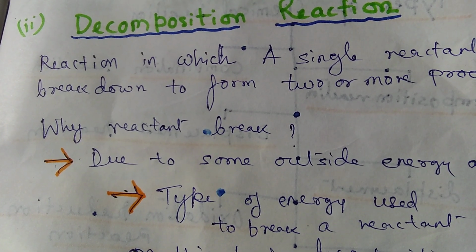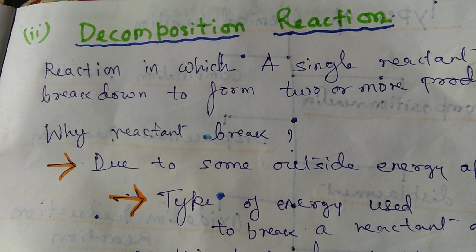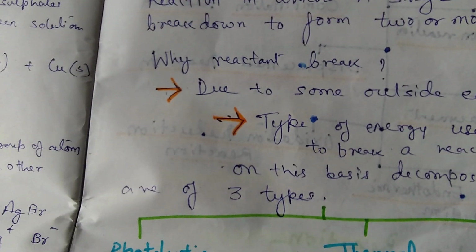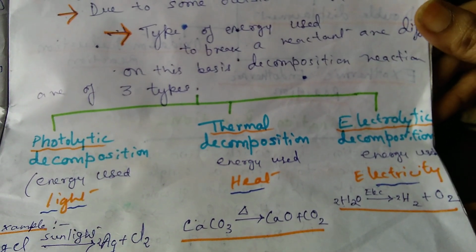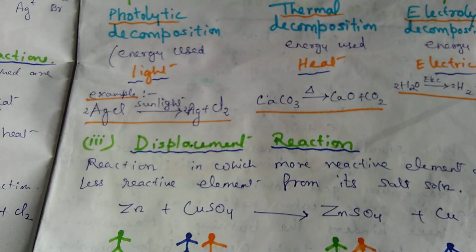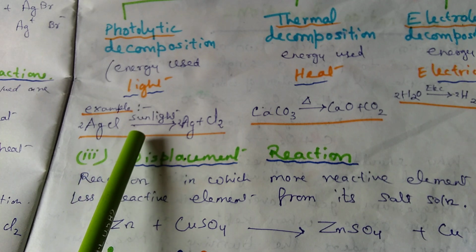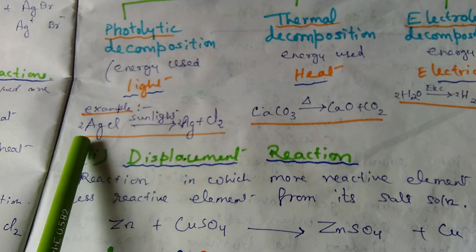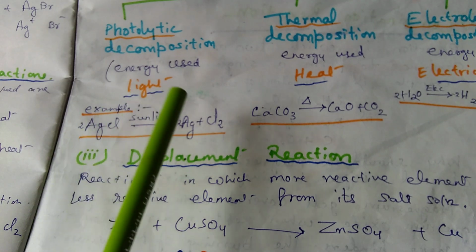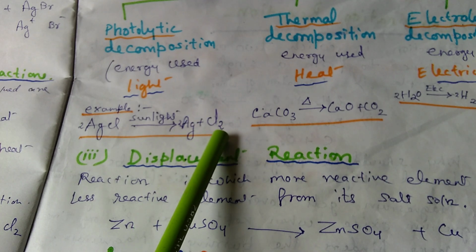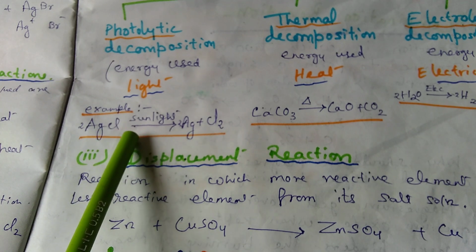So, on the basis of types of energy used to break a reactant chemically, decomposition reactions are of three types: photolytic decomposition, thermal decomposition, and electrolytic decomposition. So, what is photolytic decomposition? Photolytic decomposition is a decomposition reaction where light energy is used to break a reactant. For example, when silver chloride is kept in presence of sunlight, silver chloride breaks to form silver and chlorine. This reaction is known as photolytic decomposition because light energy is used.